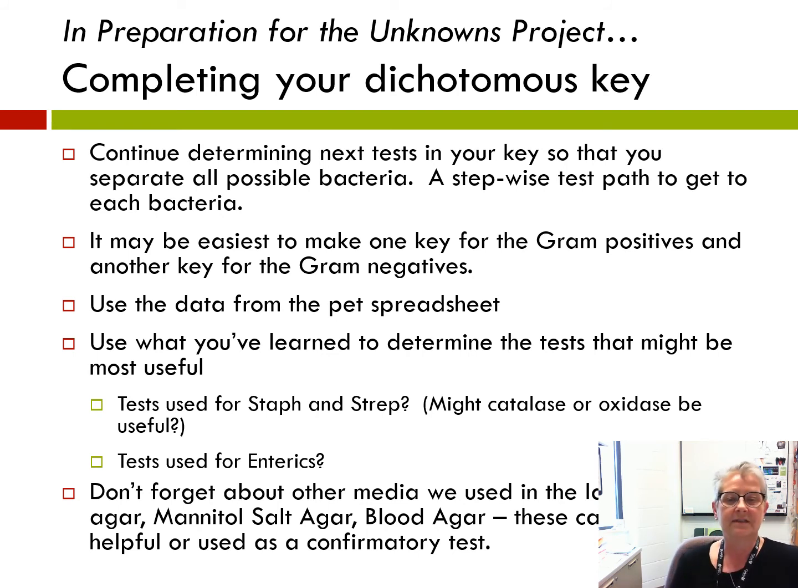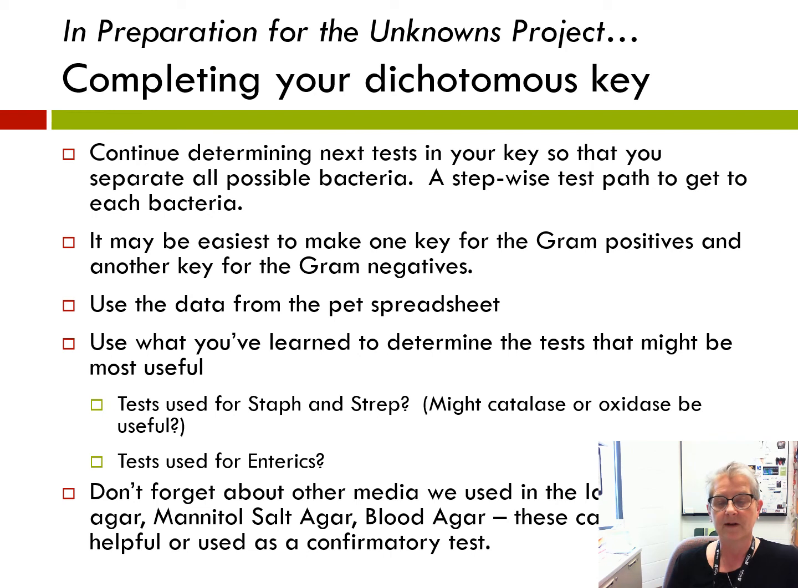As I said, use the data from the PET spreadsheet. That's all the data you need to develop this dichotomous key. And think about, in the labs we've done, what tests might be most useful. In the lab for staph and strep, we use catalase and oxidase. Perhaps those might be good tests to use on the gram-positives. And then again, look at what tests we use for the enteric lab.